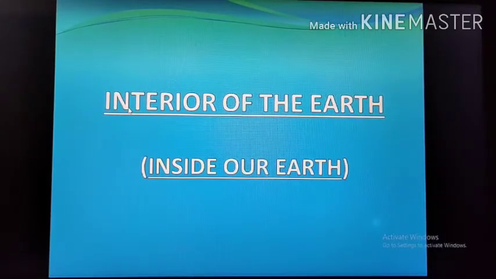The earth, our homeland, is a dynamic planet. It is constantly undergoing changes inside and outside. What is earth made up of? Let us begin our exploration to learn about the interior of the earth and the materials forming it. So let's study about what is inside our earth by studying about its various layers.